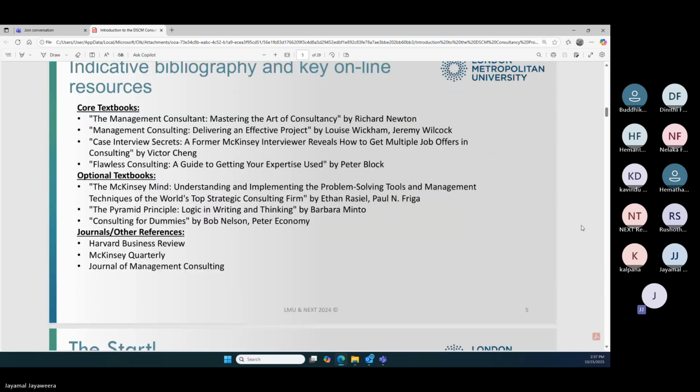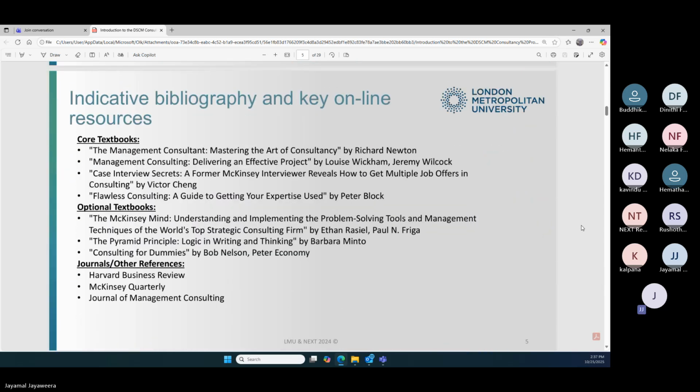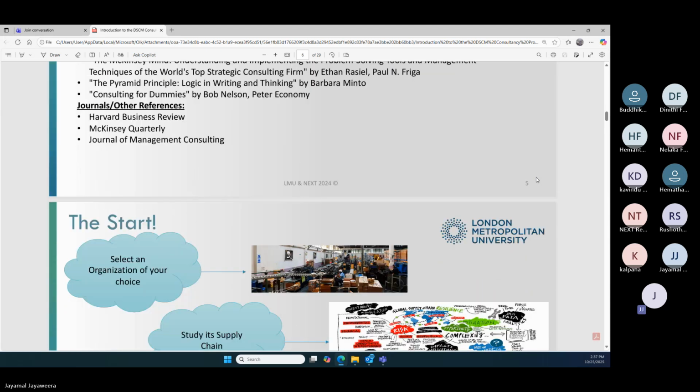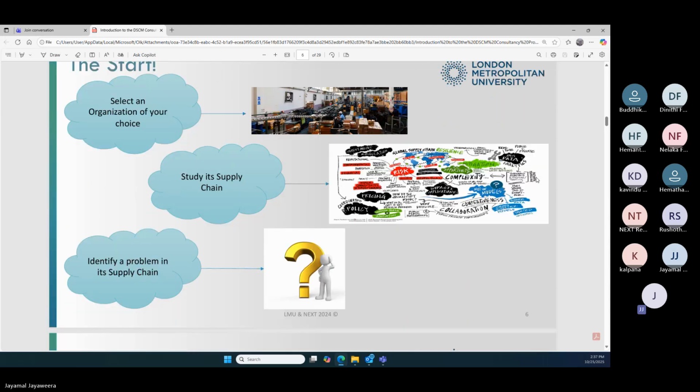So this is the indicative bibliography and the books and the resources that you can access for your final report, right? Core textbooks and so forth. These are all available either in the library or online, right? So take a look at this. Then we move to the start.